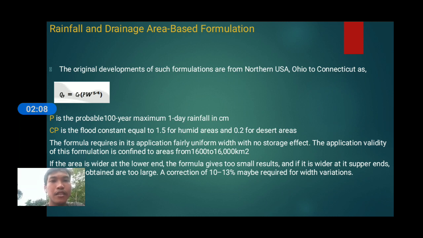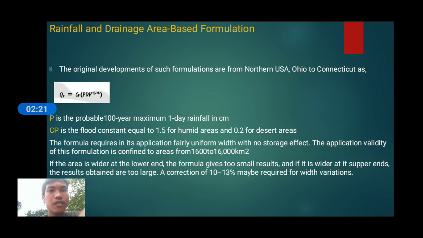If the area is wider at the lower end, the formula gives too small a result, and if it is wider at the upper end, the results obtained are too large. A correction of 10 to 13% may be required for width variation.